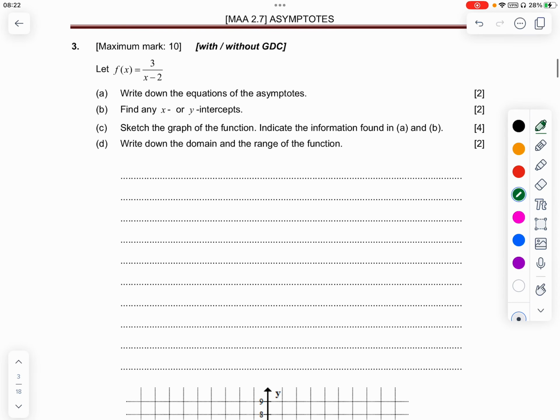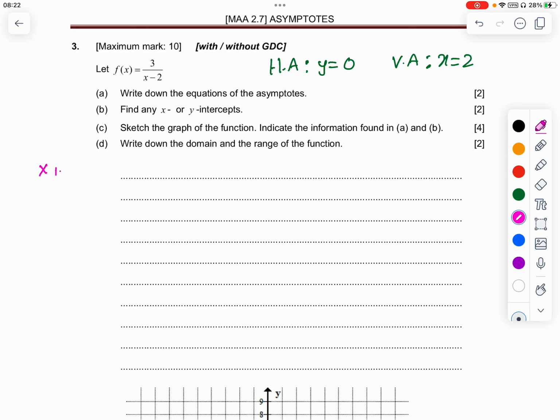Question number 3. Write down the equation of the asymptotes. So the horizontal asymptote will be a bottom heavy equation. So y equals 0. The vertical asymptote will be the denominator equals 0, so x equals 2.